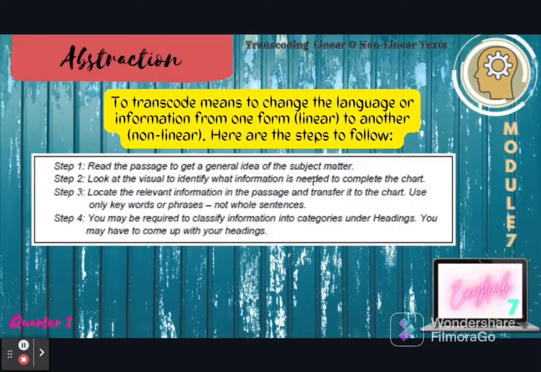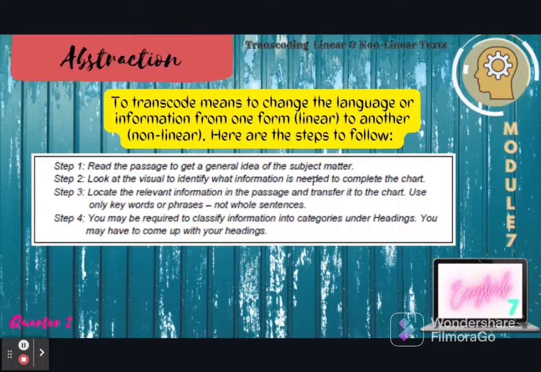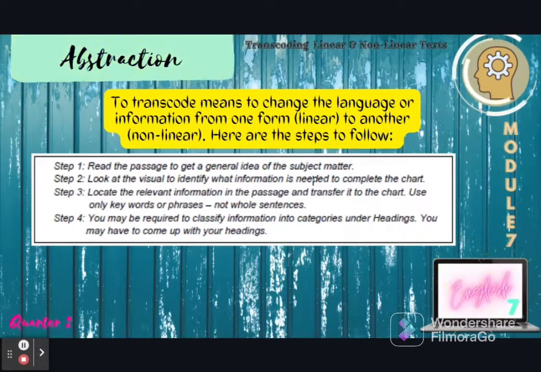Here are the steps to follow. Step 1: read a passage to get a general idea of the subject matter. Step 2: look at the visual to identify what information is needed to complete the chart. Step 3: locate the relevant information in the passage and transfer it to the chart. Use only keywords or phrases, not whole sentences. And step 4: you may be required to classify information into categories under headings. You may have to come up with your headings.